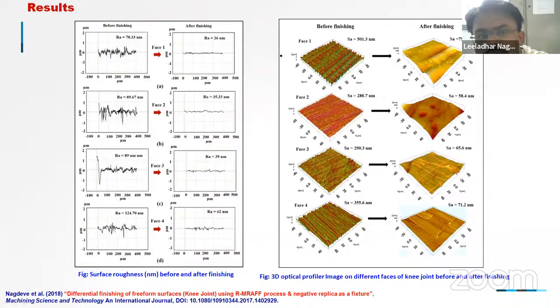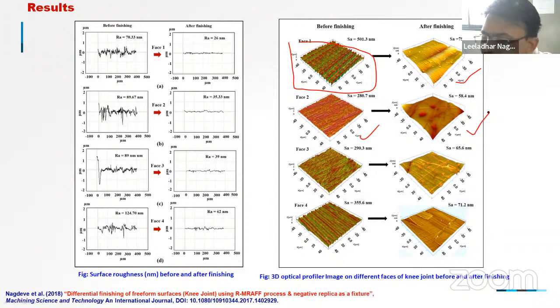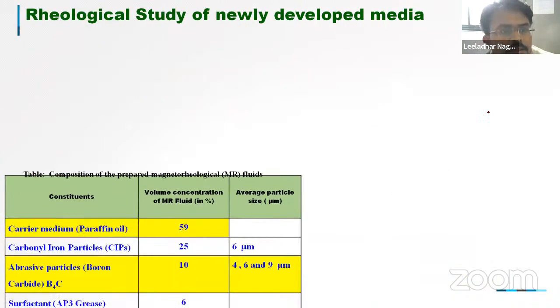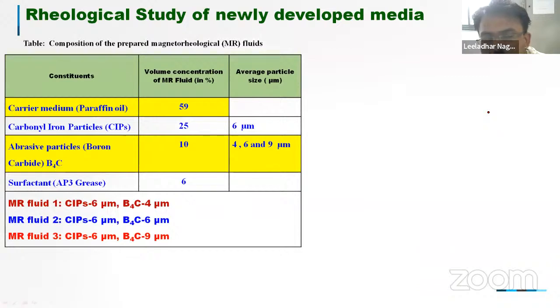So this is the before and after finishing of that particular product. I mean, how much surface roughness is coming over the surface. So we have to go for atomic force microscopy and optical microscopy to see the texture of that surface. So this is the before and after finishing. You can clearly see the scratching marks and indentation marks are there, which show that the finishing action is happening over the surface. This is the rheological study of the newly developed media.